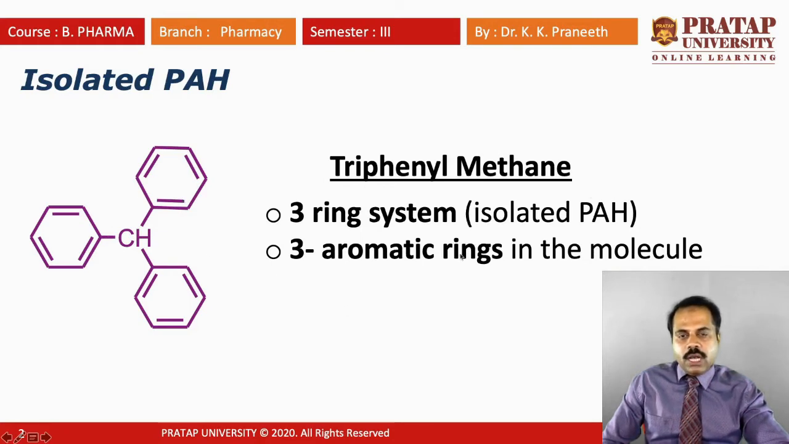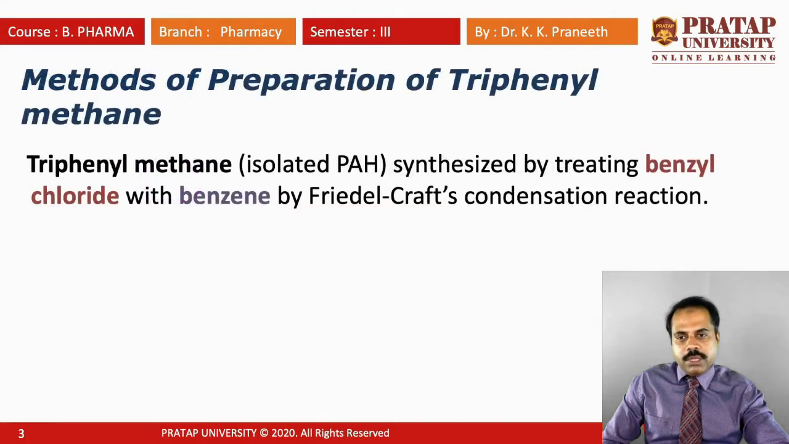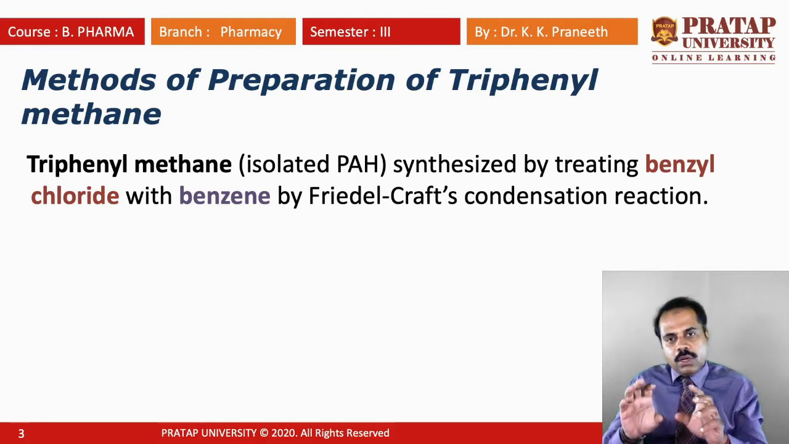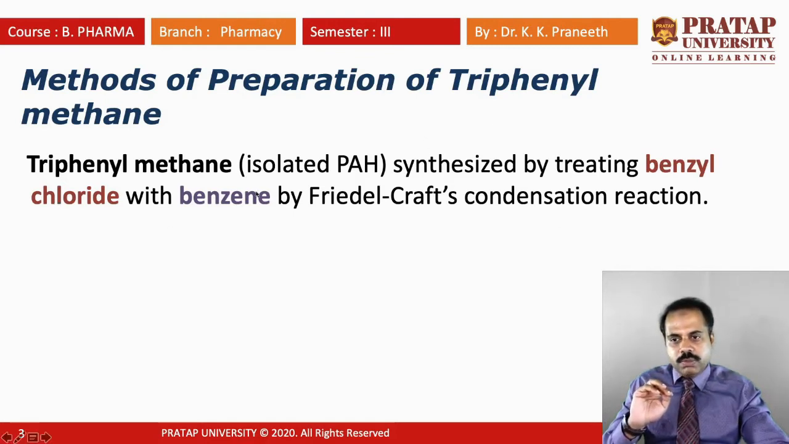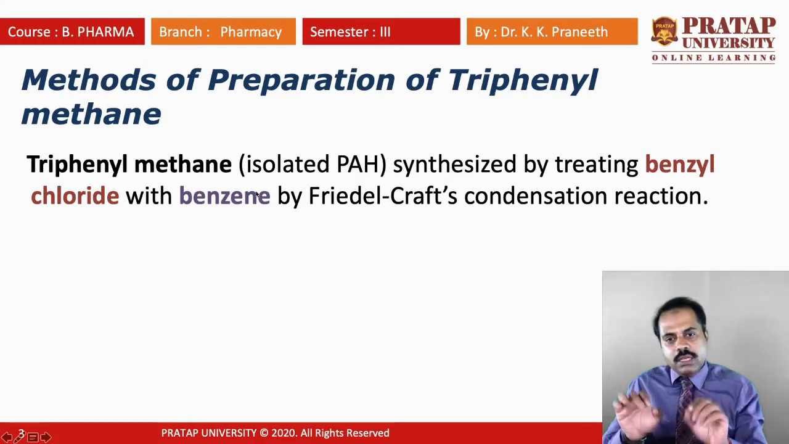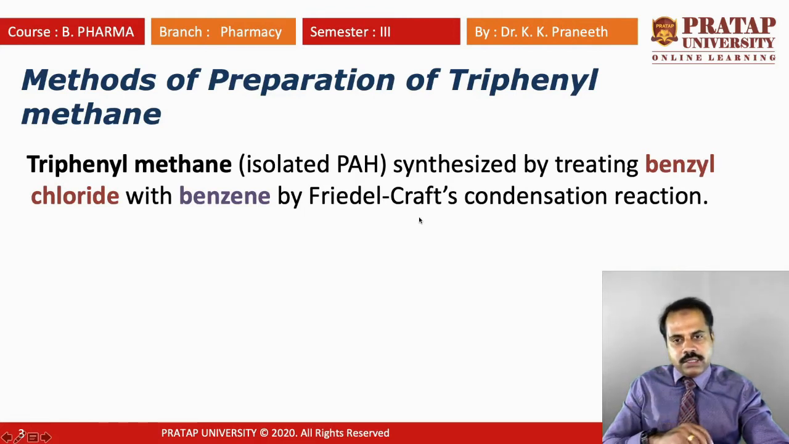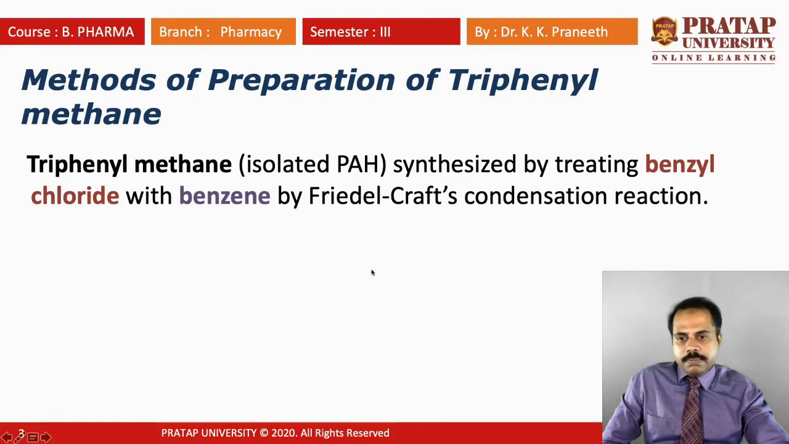So now let's see how triphenyl methane is prepared, the methods of preparation of triphenyl methane. Triphenyl methane is synthesized by treating benzyl chloride, which means benzene with CH2Cl, with benzene using a Friedel-Crafts condensation reaction. Friedel-Crafts condensation always needs a catalyst, a Lewis acid catalyst. So now let's see the reaction scheme.